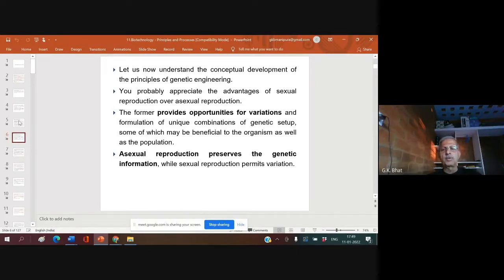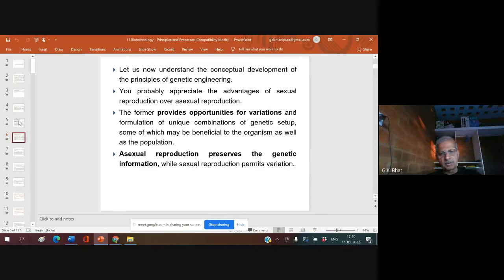So the former provides opportunities for variation. Sexual reproduction gives the opportunity for variations and formation of unique combinations of genetic setup, some of which may be beneficial to the organism as well as the population. Asexual reproduction preserves the genetic information while sexual reproduction permits variation.